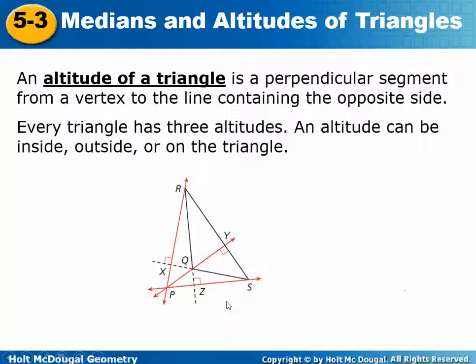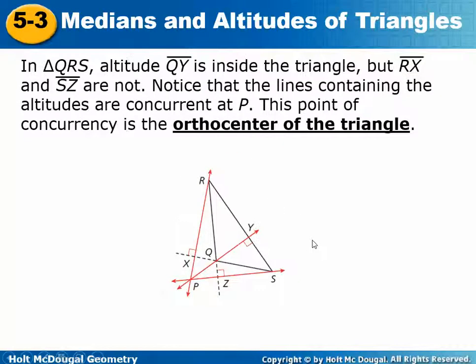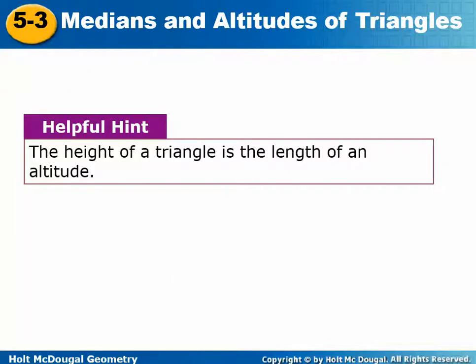Okay, so in this triangle, the black triangle, the altitudes all connect outside of the triangle. The altitude is not always inside the triangle. And the place at which they connect is called the orthocenter. So that point of concurrency is the orthocenter. So the height of a triangle is the length of an altitude.